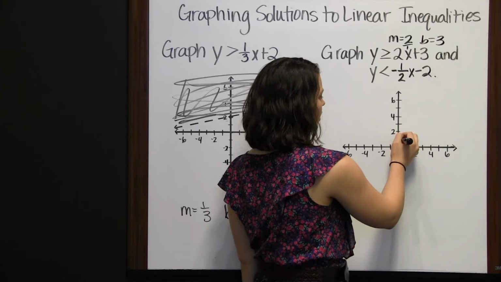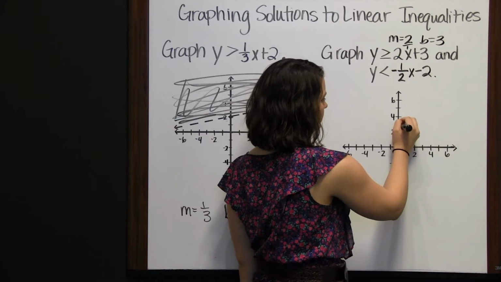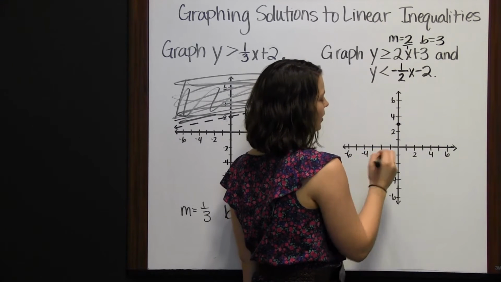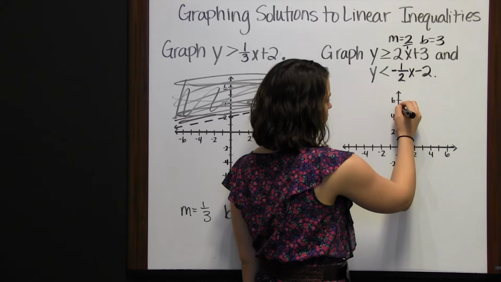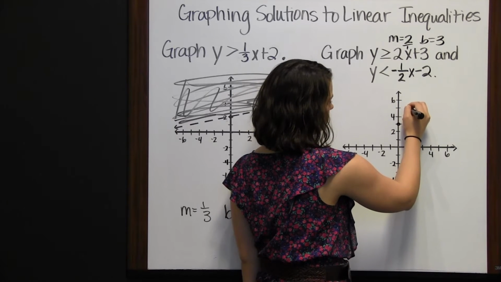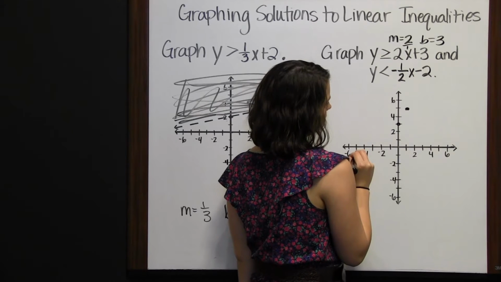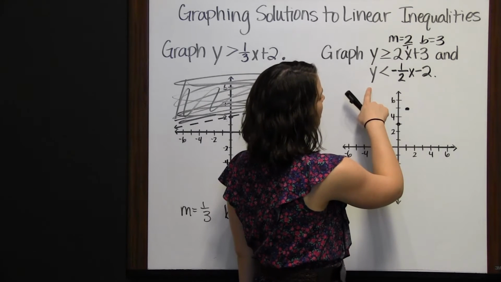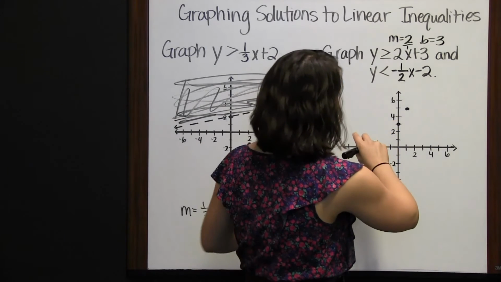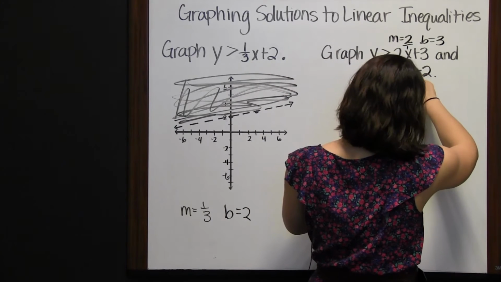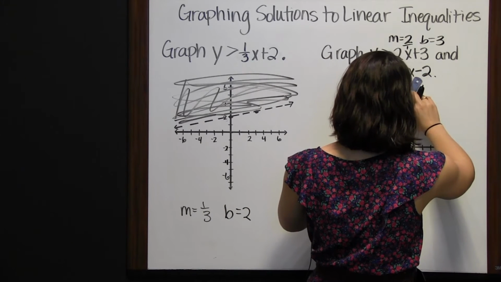So we start with 3, up 1, 2, 3. And then we use our slope, rise 2, run 1. Now we can draw our solid line through these points, because again it's a greater than or equal to.